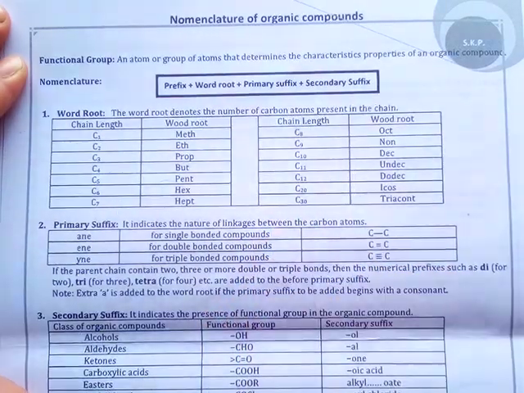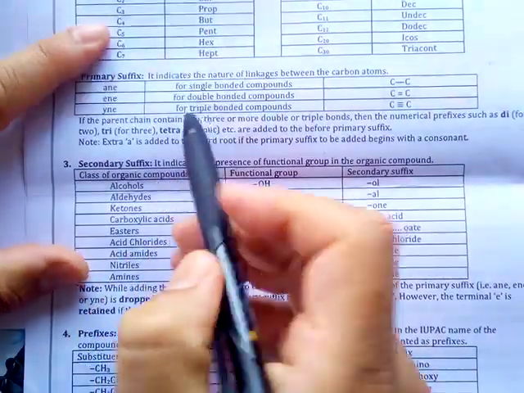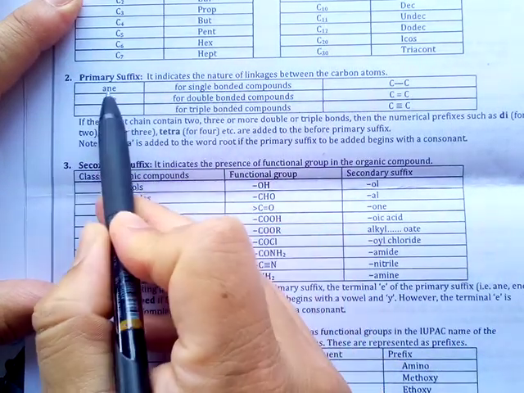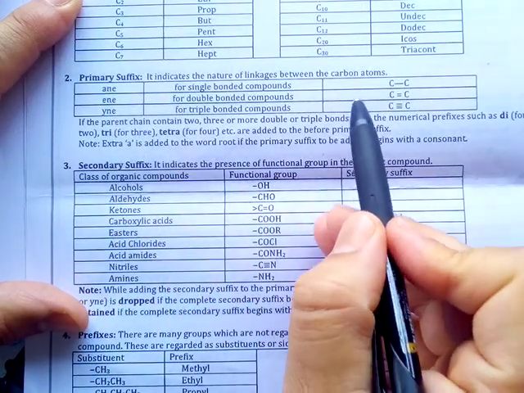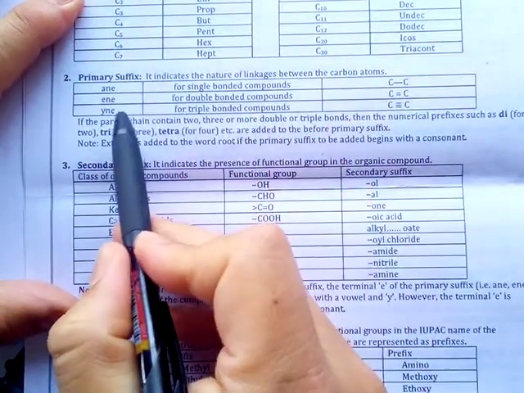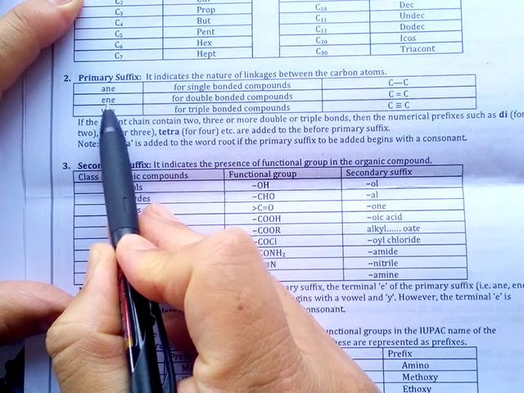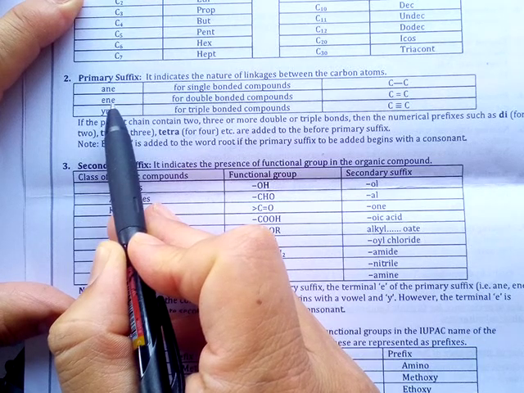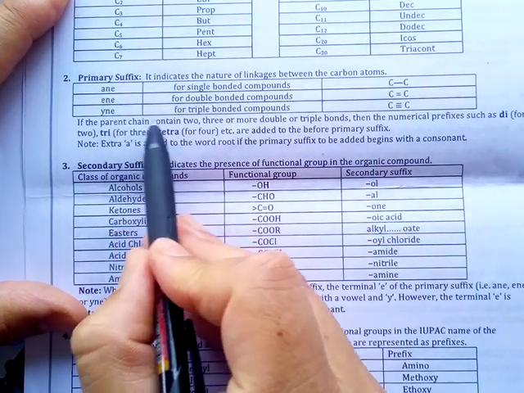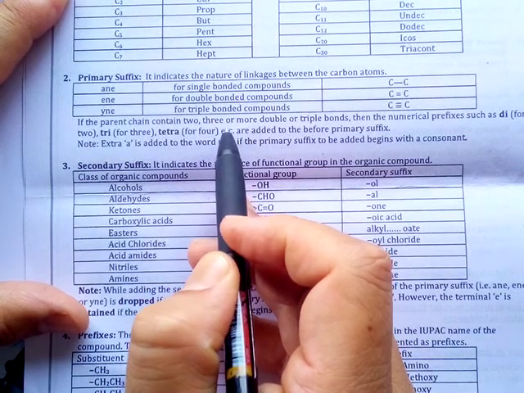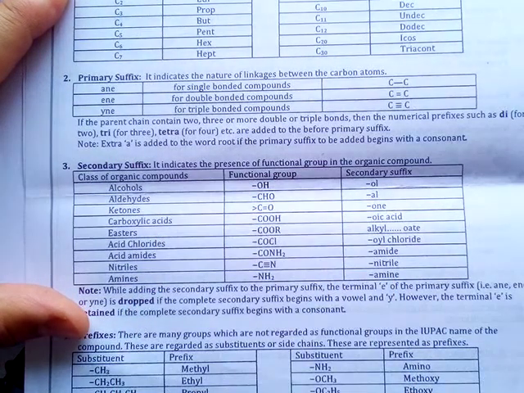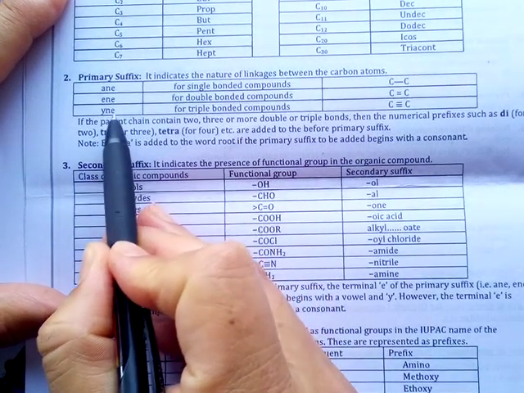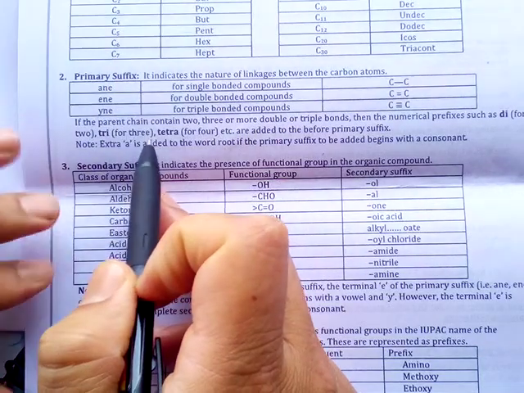primary suffix. This indicates the nature of linkage, right? If all the bonds between the carbons are single bonds, then we write ANE. If there are certain double bonds in addition to single bonds, or a few double bonds may be there, then we write ENE. Similarly, in case of triple bond, all the bonds cannot be triple bonds. Remember, there may be 1, 2 or 3 triple bonds or more, then it is called YNE, right? So that is very important.